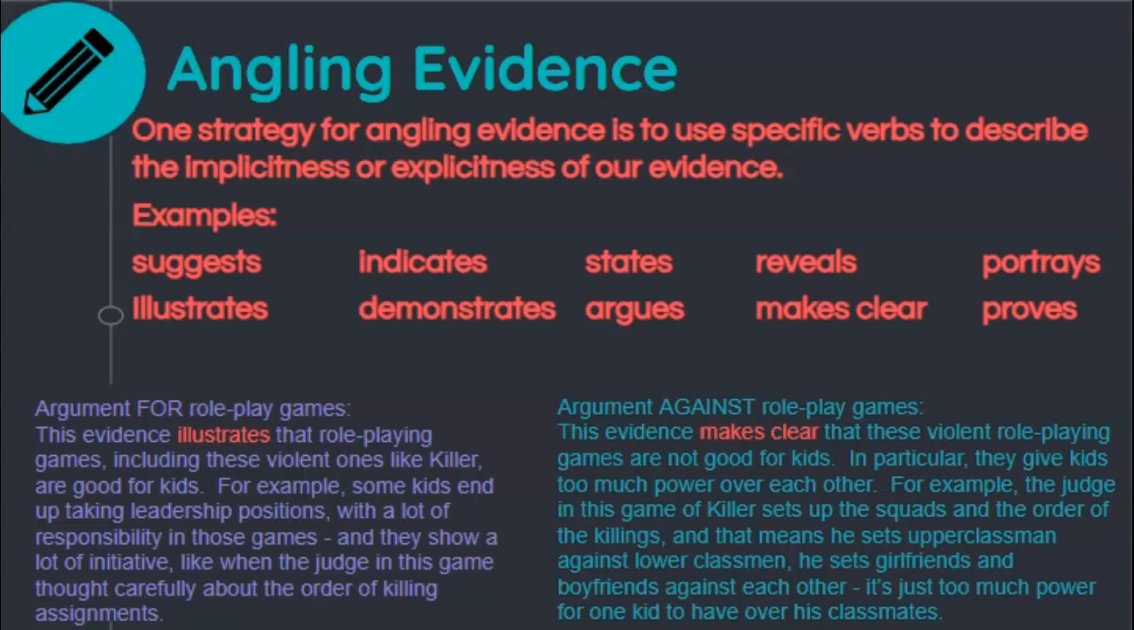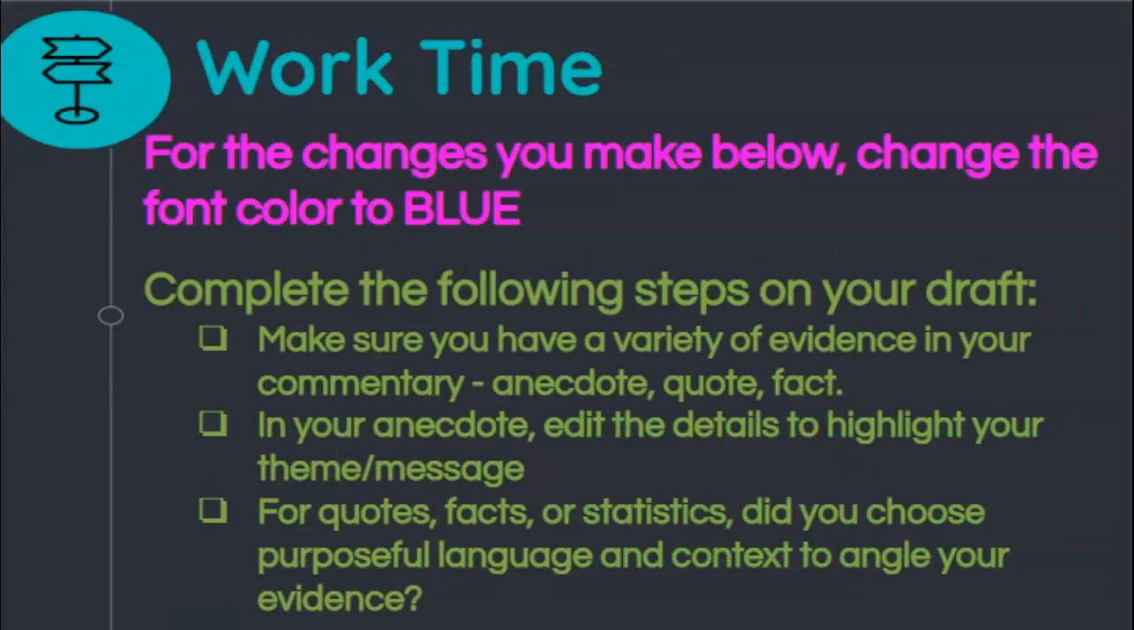So as you think about moving on from your evidence, it's okay if you don't find that perfect evidence that says exactly what you wanted it to say, because you as an author can angle that and help the reader see. Okay, so today for your work time, we're going to do several things. You're going to open your rough draft document, and any of the changes that you make about evidence, we're going to want you to put that in blue. So change your font color to blue. You'll have to do it several times as you move throughout your paper.